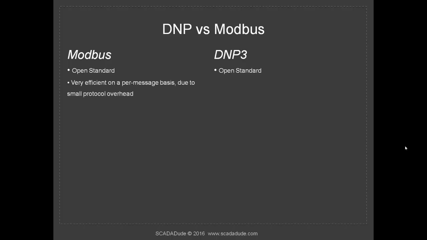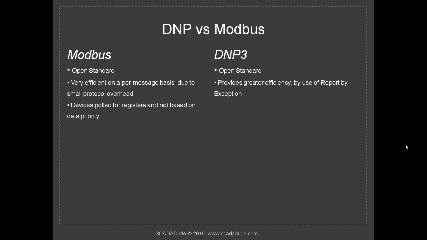Modbus is very efficient on a per message basis because overall it's got a small overhead to it. DNP on the other hand is supposedly even more efficient. Now the packet I believe is a little bigger, but since it uses the concept of report by exception built in, it's easier for it to do that. In Modbus we poll the registers, not by the priority of the data. On DNP3 they've got these different classes, and you put different data in different classes, and that's how you pull the data. So you can pull the more critical data more often, and the non-critical less often.